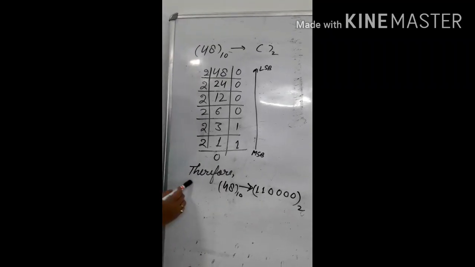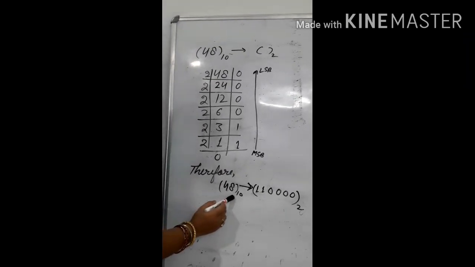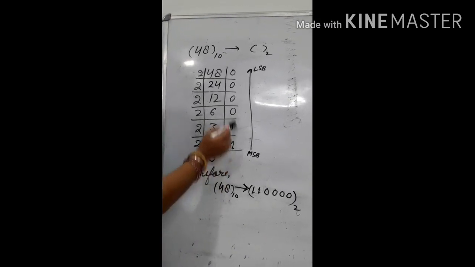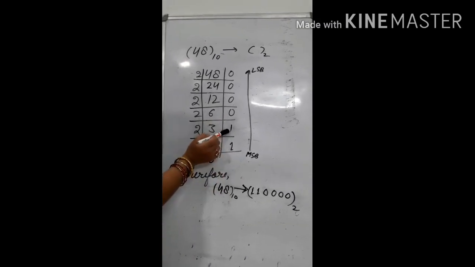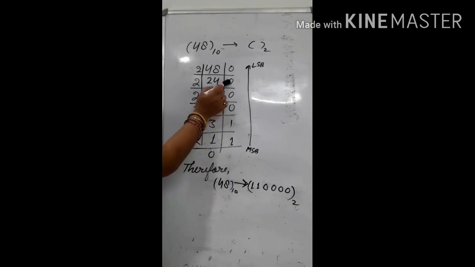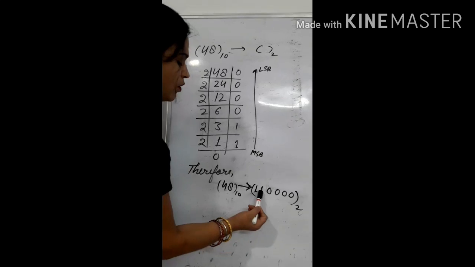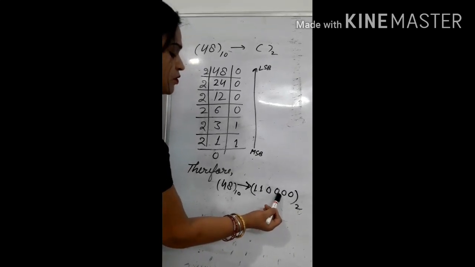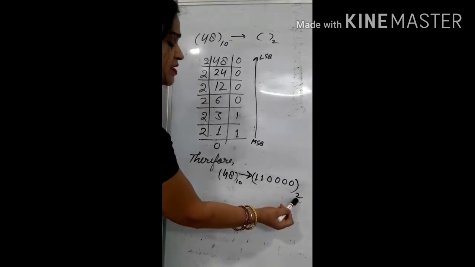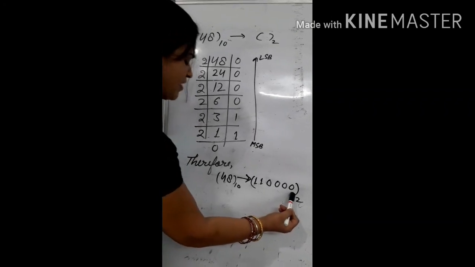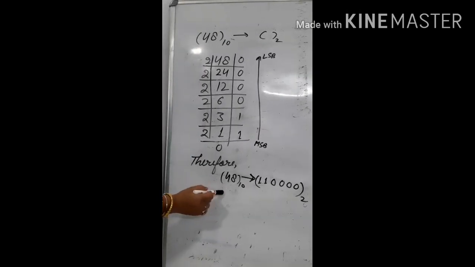Now how to write the answer? Therefore 48 base 10, we start writing the digits or bits from MSB. 1 1 0 0 0 0. So as a result we get 1 1 0 0 0 0 base 2. So this is the equivalent binary number of decimal number 48.